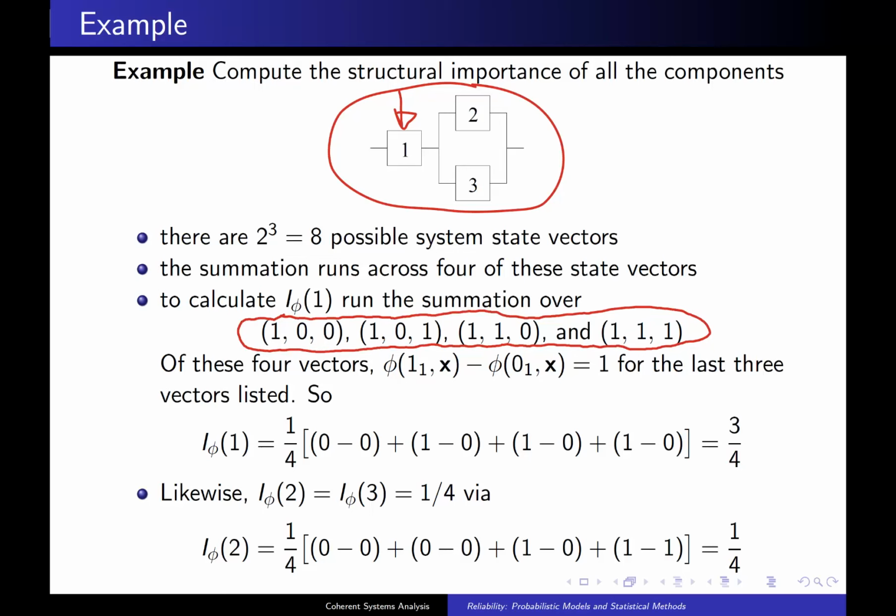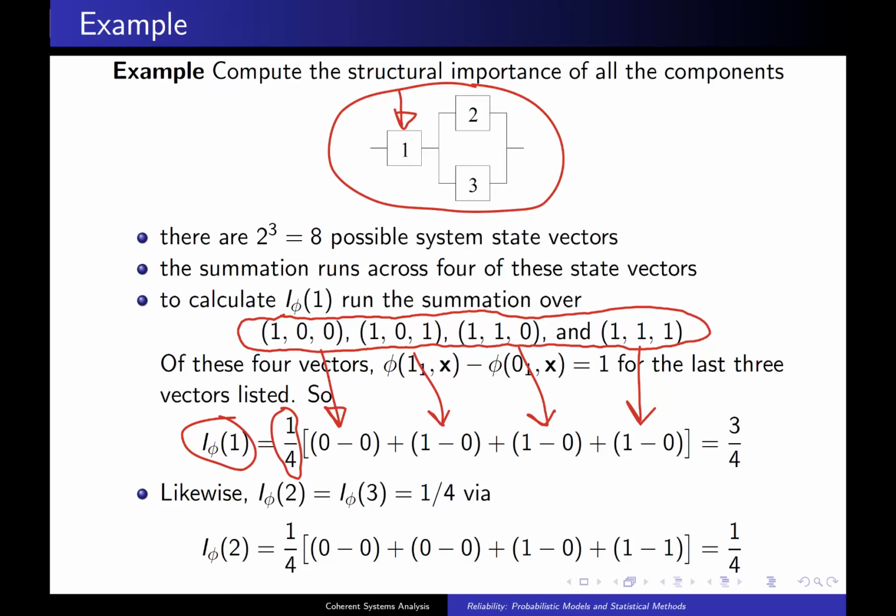So of those 4 vectors, 3, namely the last 3 that are listed, correspond to phi of (1_i, x) minus phi of (0_i, x) being equal to 1. So I phi of 1 will be 1 over 2 to the n minus 1. That'll be 1 over 2 squared, which is 4. This first vector goes from failed to failed, so it's a 0 minus 0. The second vector goes from functioning to failed. Third vector, functioning to failed. Last vector, functioning to failed. So you get 3 divided by 4.